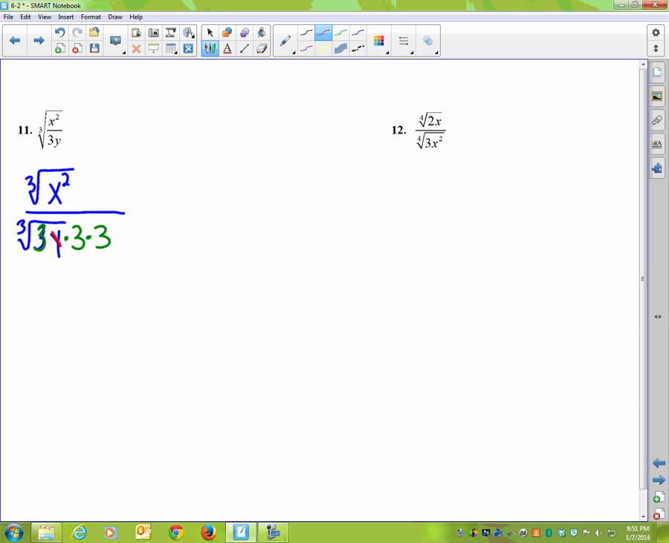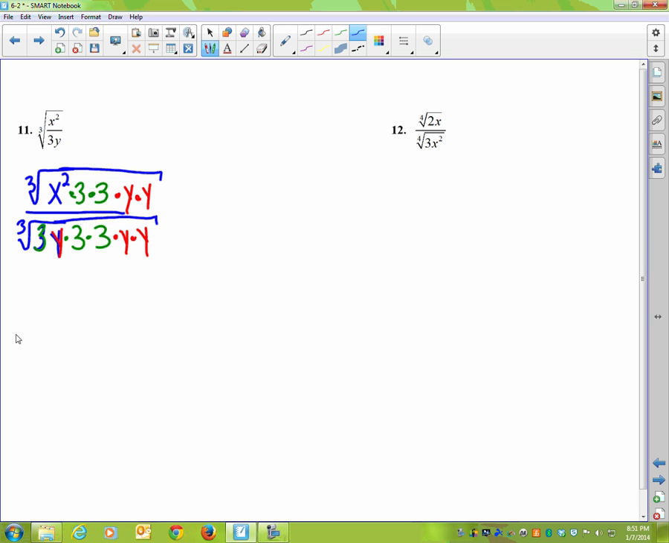Do the same thing for the y. I've got 1, so I need 2, 3. You're going to have to add 2 more. And whatever you do to the denominator, put the same amount in the numerator. I've got 1, 2 threes I put up, and 2 y's.